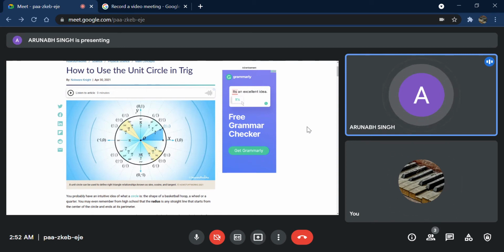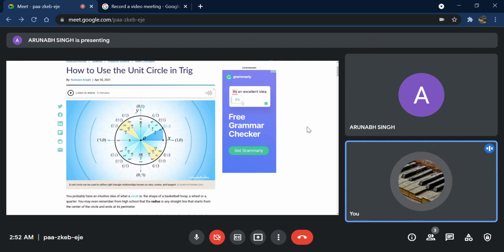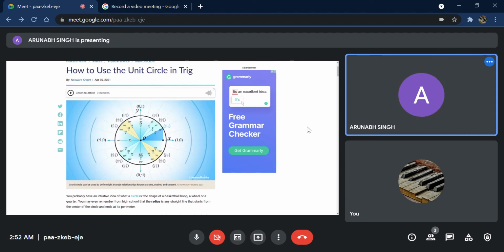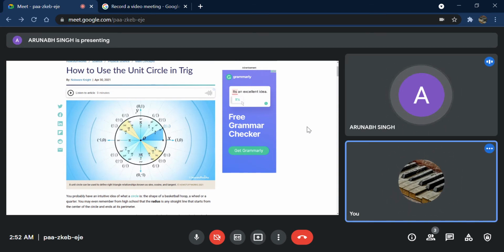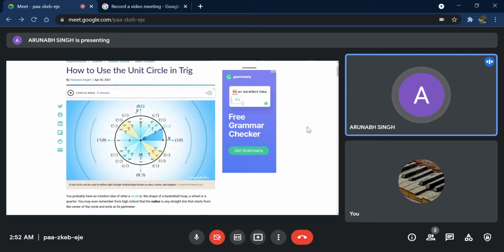What is the formula for circumference? 2 times pi into radius. Yes, two times pi into radius. And what is the circumference here then? 2 pi. 2 pi is the circumference. Good.